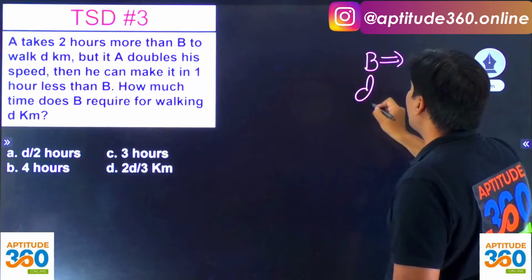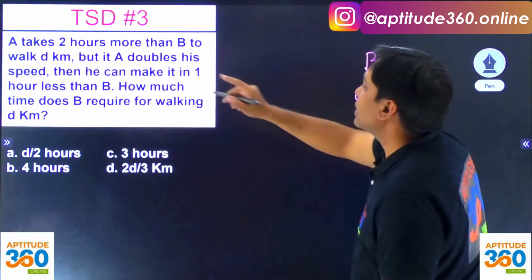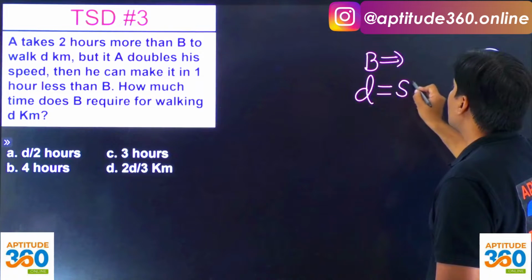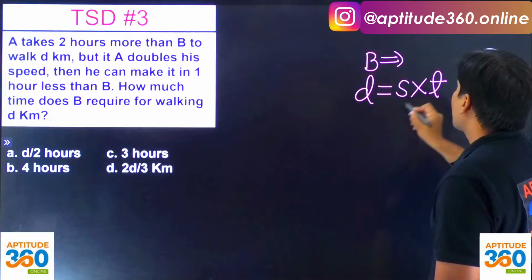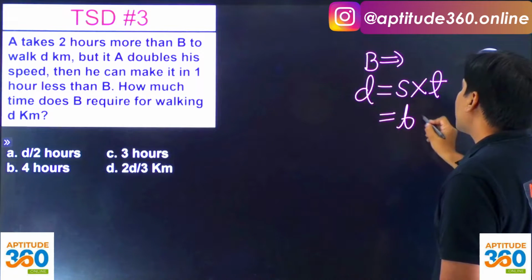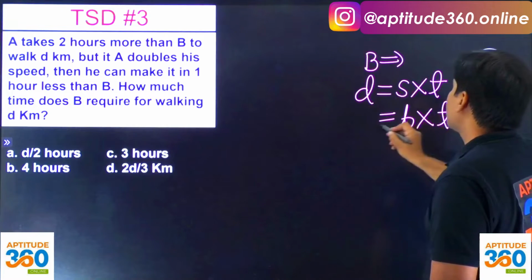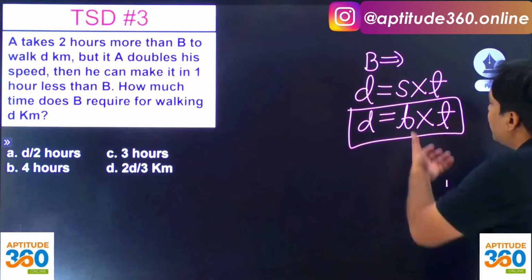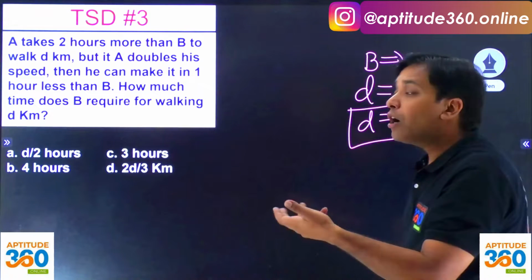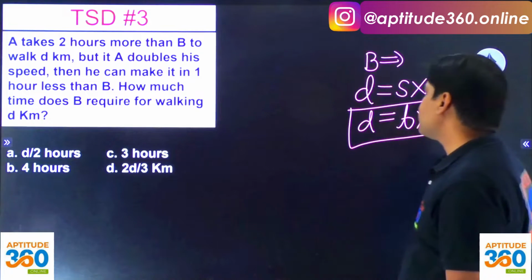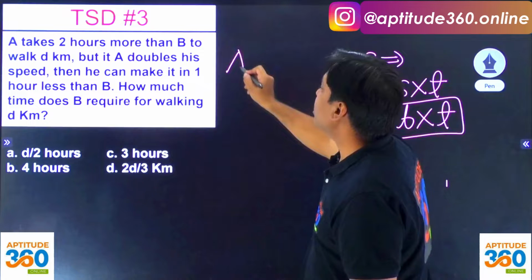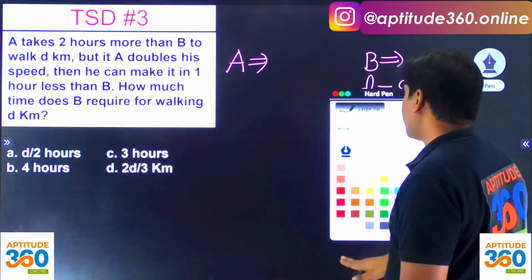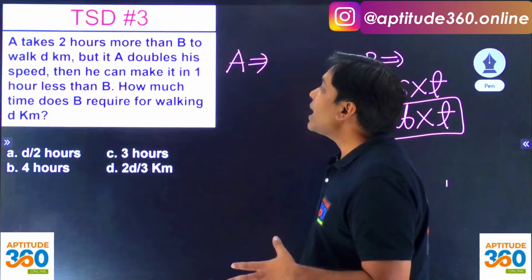then in order to travel D kilometers, the problem says D kilometer is the distance, speed into time. Take the speed as B kilometer per hour. What difference does it make? So distance D kilometer is being traveled by B at B kilometer per hour, and the travel time is T hours. And what story is being told about A here? The story for A is A takes 2 hours more than B.